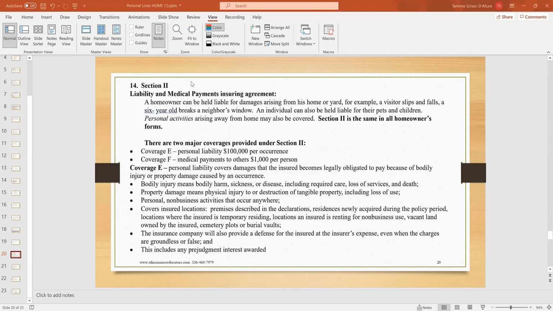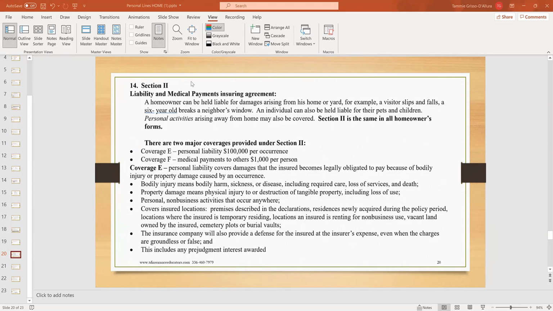For example, what if someone comes to your house and slips and falls? Or your 6-year-old breaks a window for a neighbor? Or an individual can be held liable for their pets. Your pet bites a third party. Now, those are called third party, people that do not live in that home.